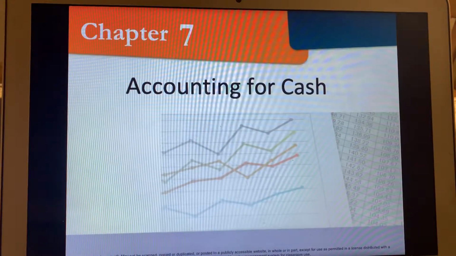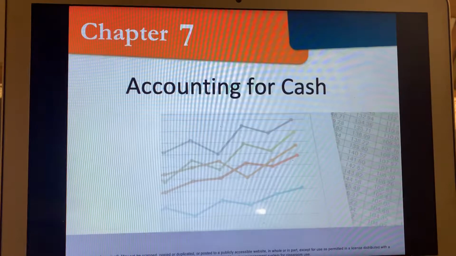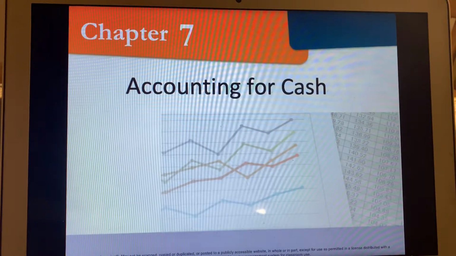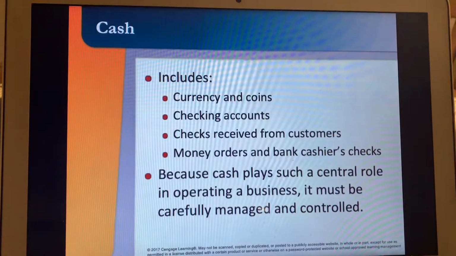Hello class, this is chapter 7, accounting for cash. This is Accounting 100. So cash includes currency and coins, checking accounts, checks received from customers, money orders, and bank cashier's checks. Because cash plays such a central role in operating a business, it must be carefully managed and controlled. So there's definitely a separation of responsibilities.